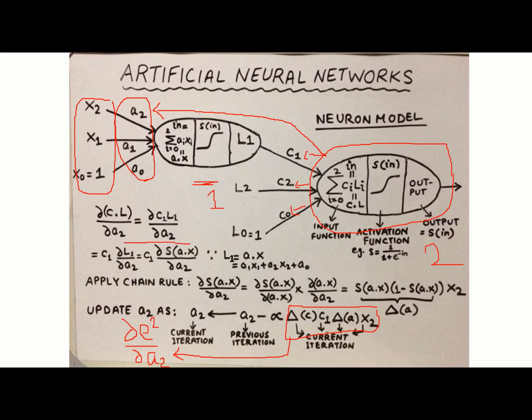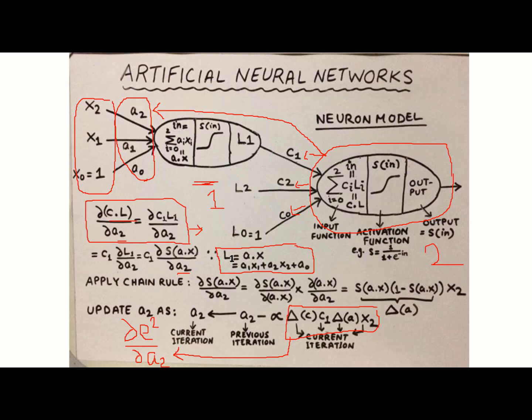Coming back to where we left our mathematics in the previous slide, we intended to calculate the partial derivative of C·L with respect to A2. If you simplify this expression and open the dot product, this is what you get: C1 times the partial derivative of S(A·X) with respect to A2. And remember, L1, as also shown in the neuron in layer 1, is A·X, so that's A1 X1 plus A2 X2 plus A0.